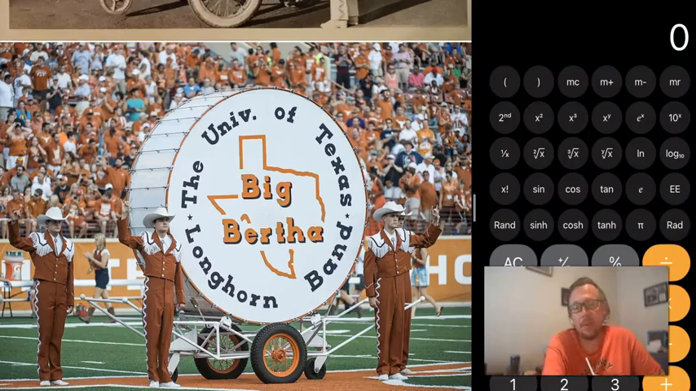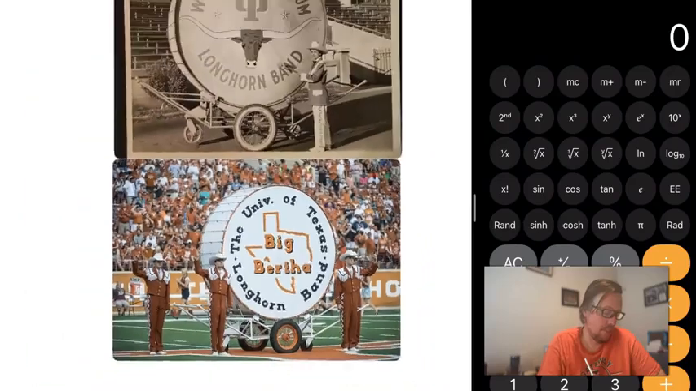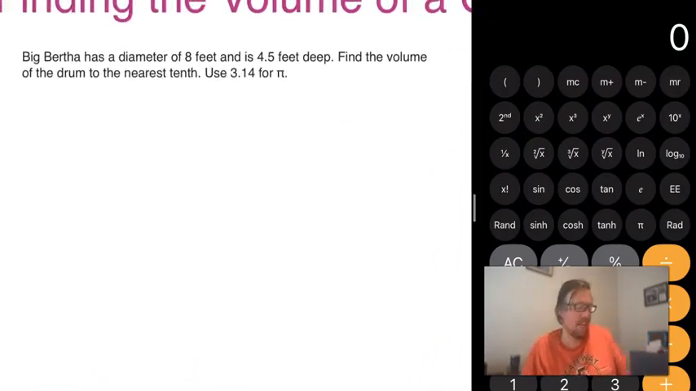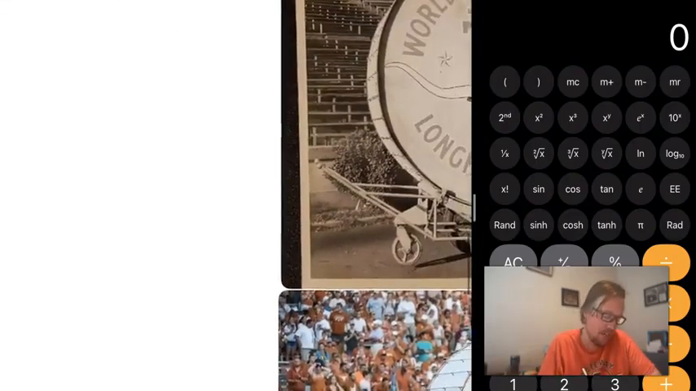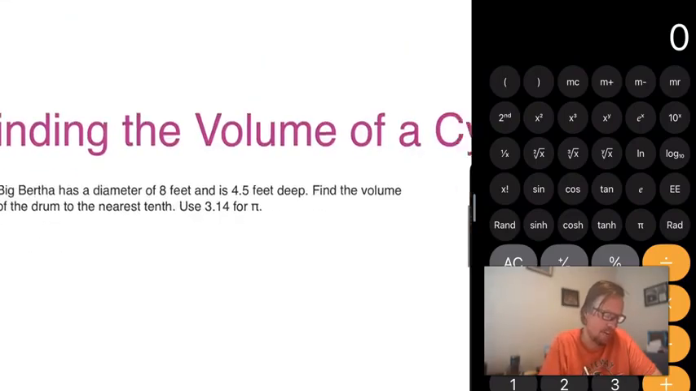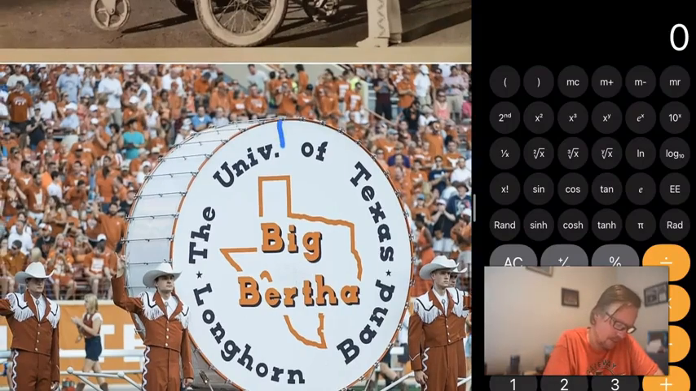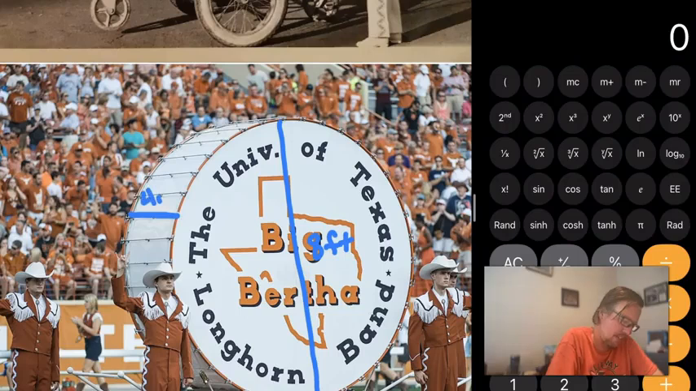For our purposes today, we're using Big Bertha because Big Bertha is a cylinder, and we've been talking about volumes of cylinders. Big Bertha has a diameter of 8 feet and is 4.5 feet deep. So we're going to find the volume of Big Bertha. When it says it's got a diameter of 8 feet and 4.5 feet deep, what that means is the diameter, this part right here, is 8 feet. And 4.5 feet deep is this part right here.